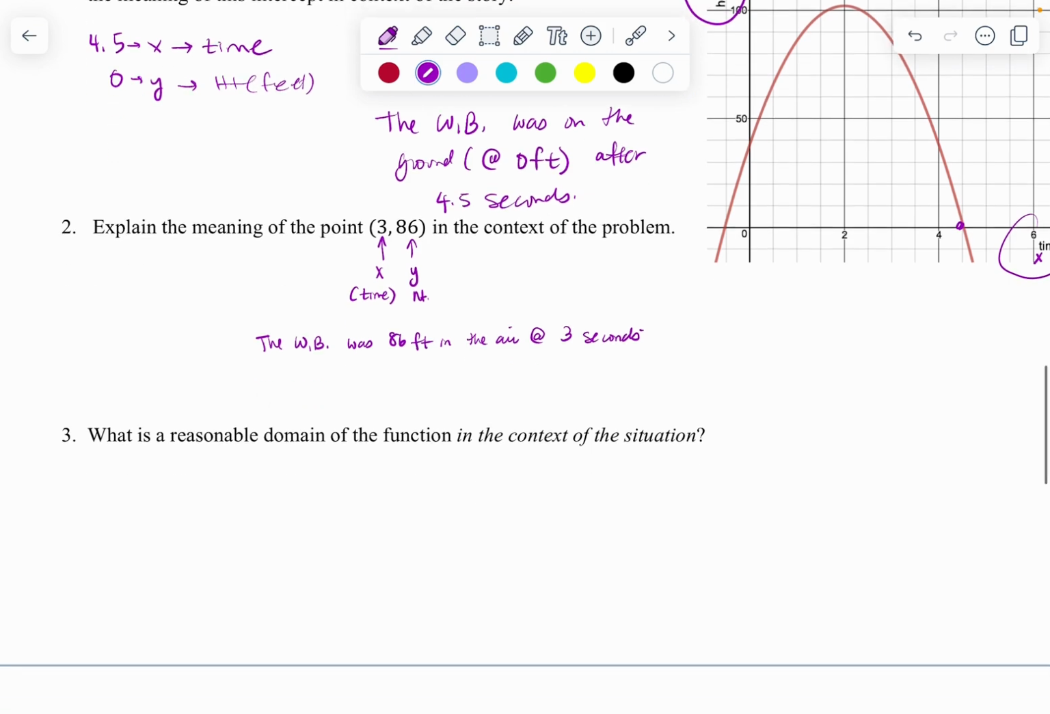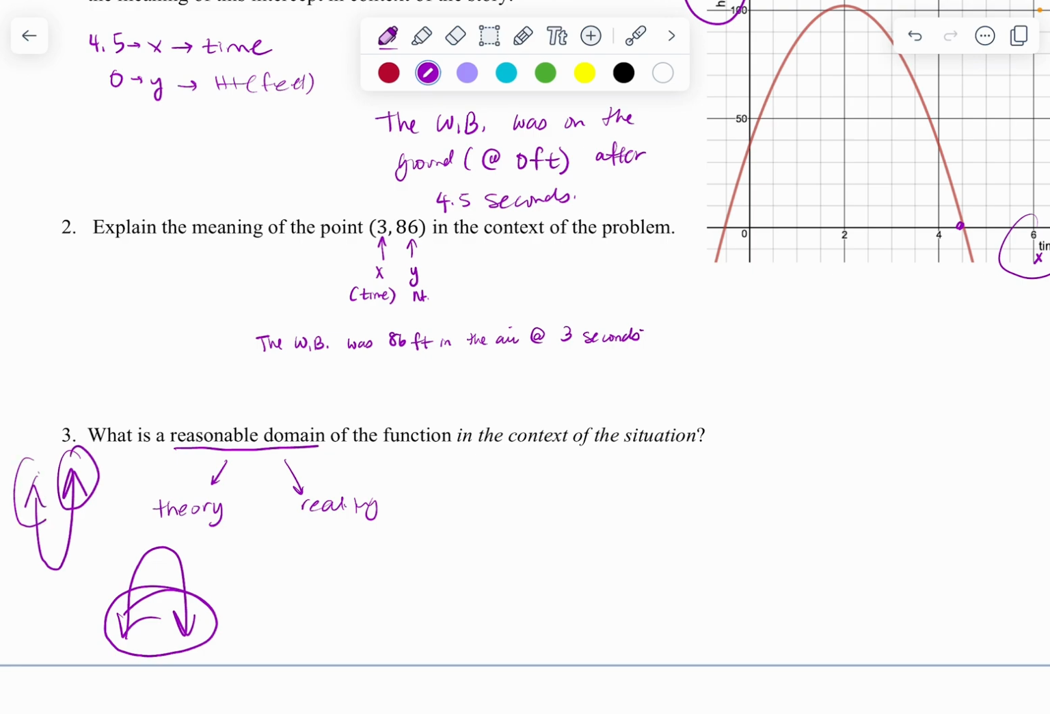All right, and our last one, what's the domain in the context of the situation? Reasonable domain. Okay, so think about what we've been talking about, theory versus reality. A parabola, in theory, goes up and down forever. It either goes up forever or it goes down forever. But even if you think about a water balloon, it does not go up forever, but it definitely doesn't go down forever either. Same thing with a rocket ship or anything else that you throw in the air, right? If you throw it and it comes back down, it's not going down forever.